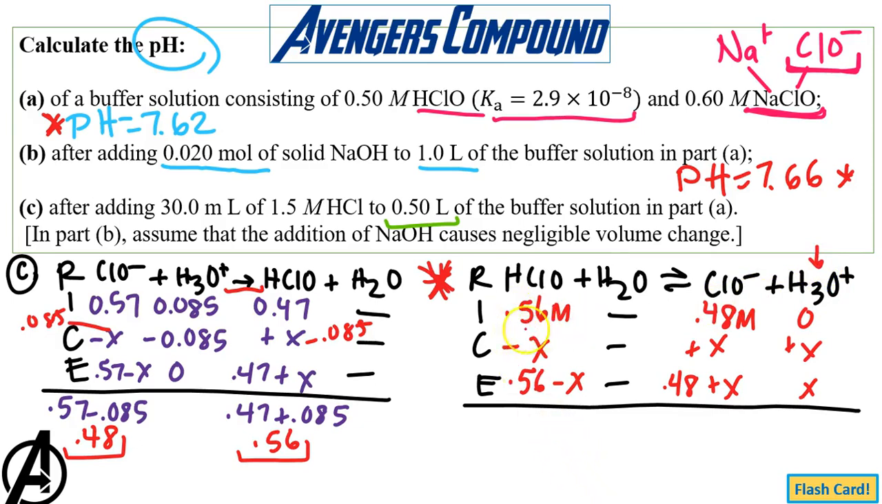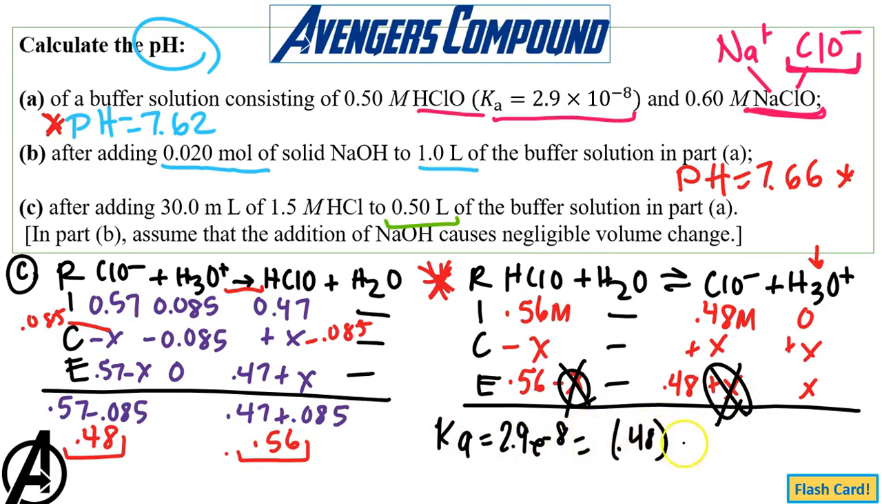So I have my 0.56, which is our new initial amount, and my 0.48, which is my new initial amount. I have minus x here, plus x, and plus x. Our Ka value is still something that we can use an assumption for. So I can get rid of minus x here, and I can get rid of plus x here. That means Ka, which is equal to 2.9 times 10 to the negative 8, is going to be equal to my 0.48 times my x divided by 0.56. And we know we're going to solve for x, or the H3O plus concentration, and then simply get our pH.